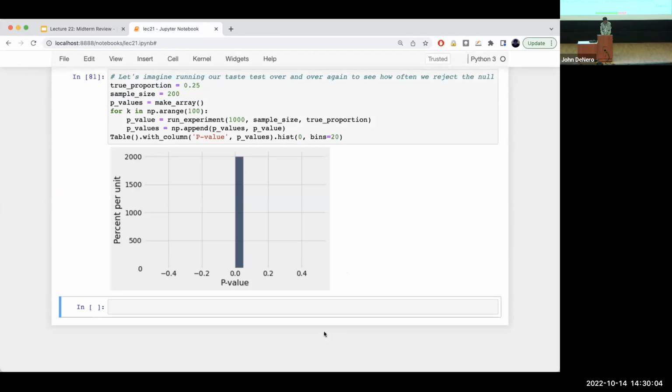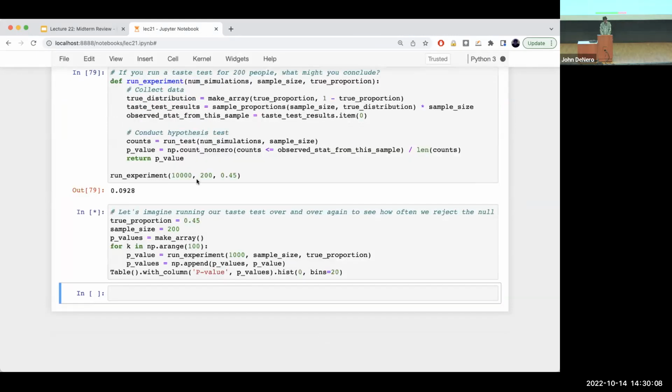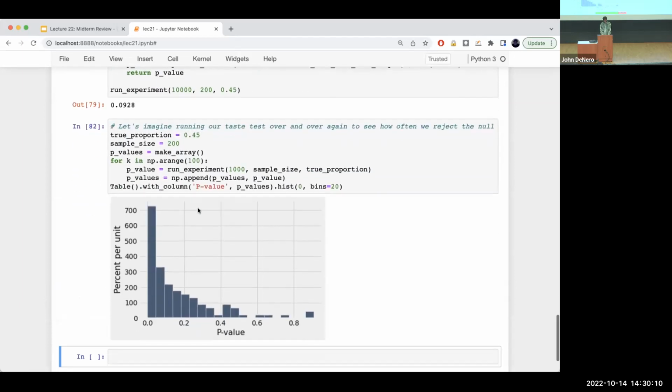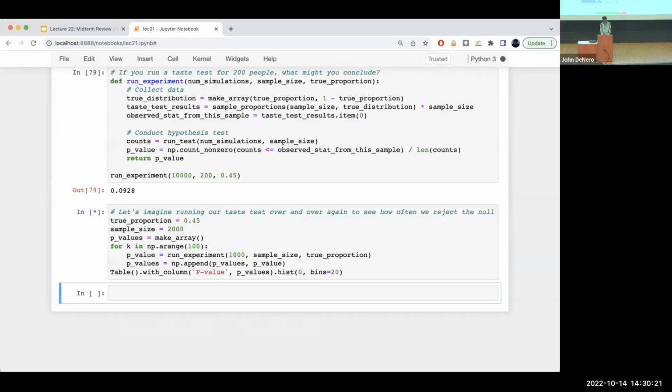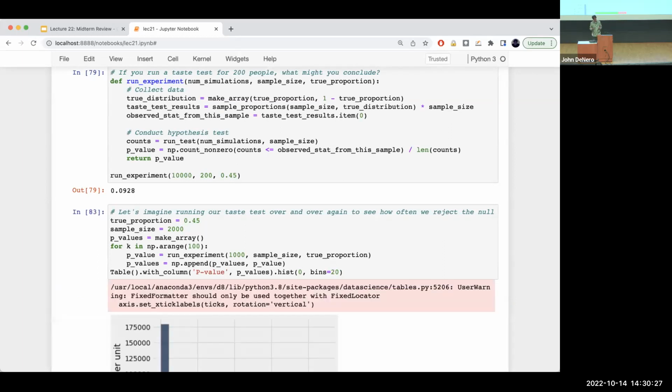Let me show you one more thing. We're back in the world where sometimes you can tell and sometimes you can't. Because the ones where it's less than 5% is down here, and the ones where it's greater than 5% is over here. So there's some of both. What if we just had a bigger sample size? Would that help us tell the difference? And the answer is yes.